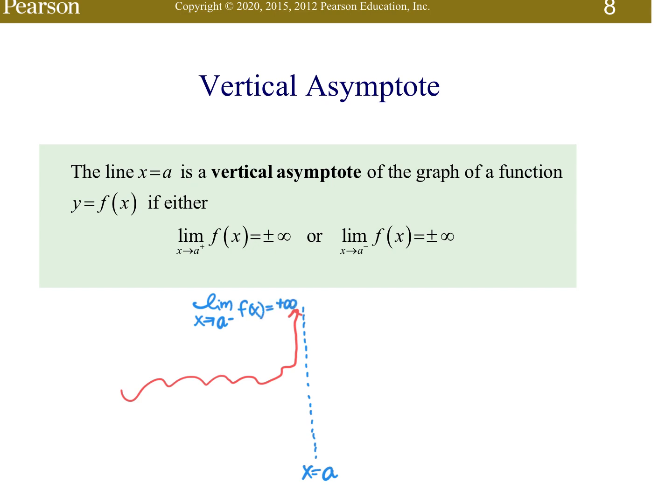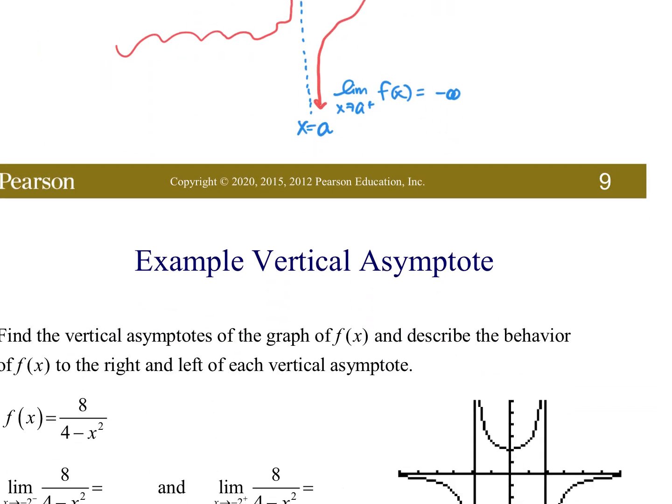Maybe on the other side, you might have the graph come straight down, like that. All right, and so then we would say, as we come up on that wall, the limit as x approaches a from the right-hand side, well, this one is heading down to negative infinity. So those are vertical asymptotes, what they would look like.